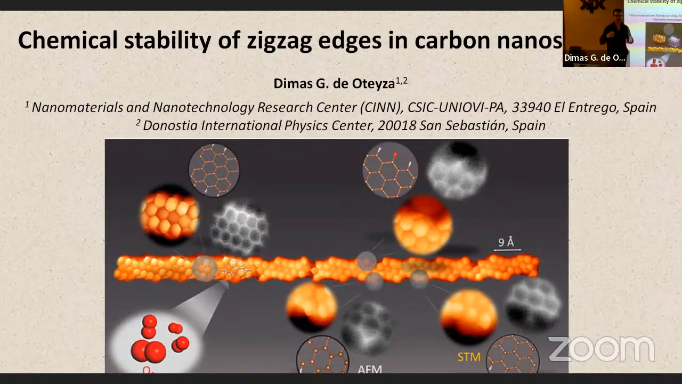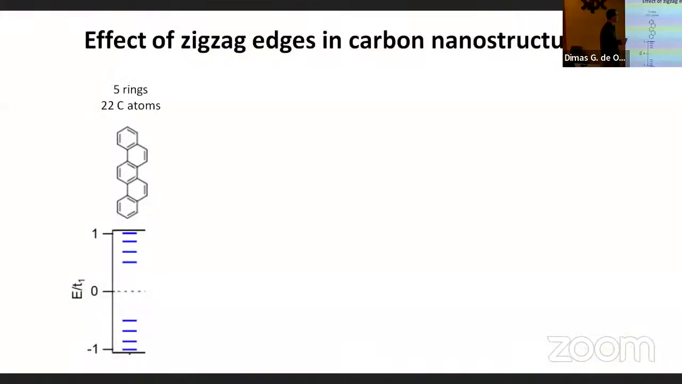Just to start with, I want to start picturing: what is the effect of zigzag edges in carbon nanostructures? Without going into the details, an easy way to visualize it is just comparing the electronic properties of molecules with and without zigzag edges. I start with this molecule here, for example.